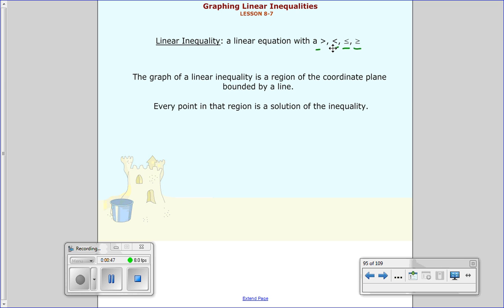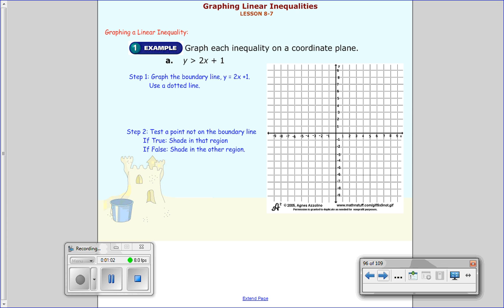So how do we find solutions on it? In the last lesson, we talked about how you look for that point of intersection with the system. Well, in this one, we actually do some shading because there are many points that fit with inequalities. So we're going to get started right away so you can see it.